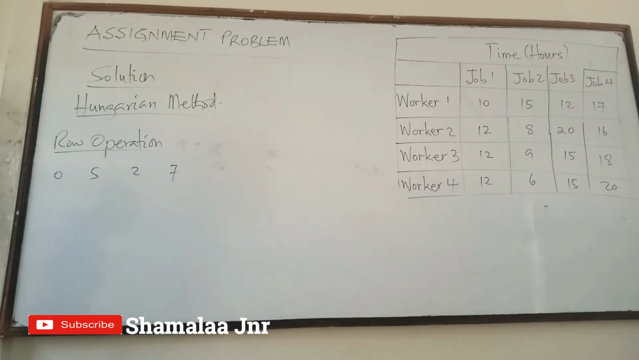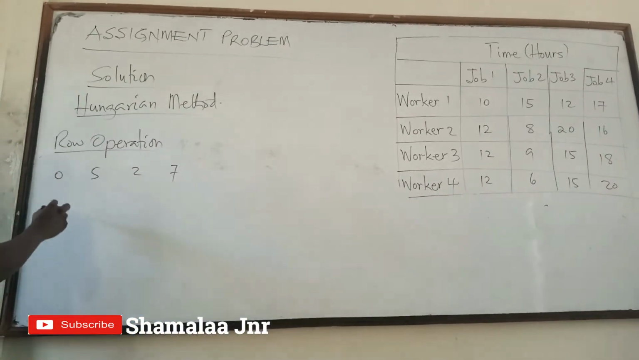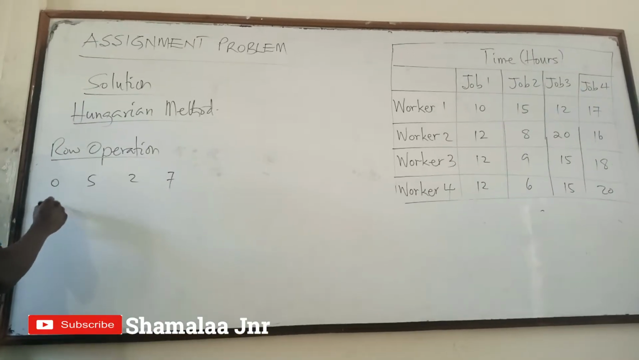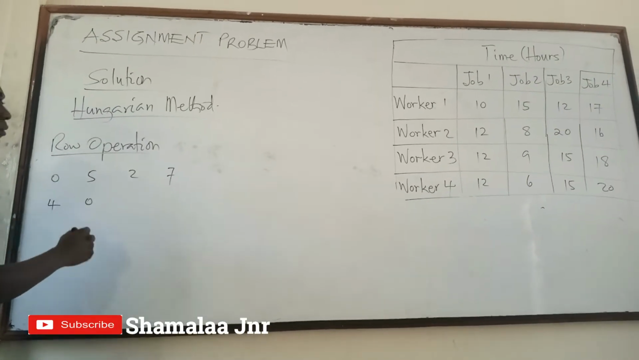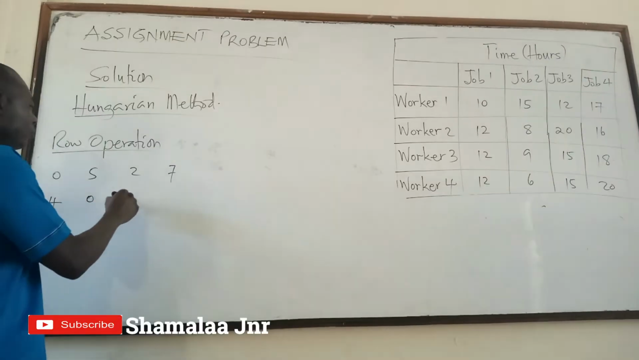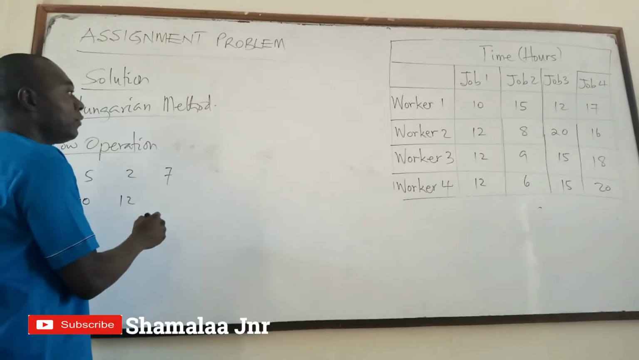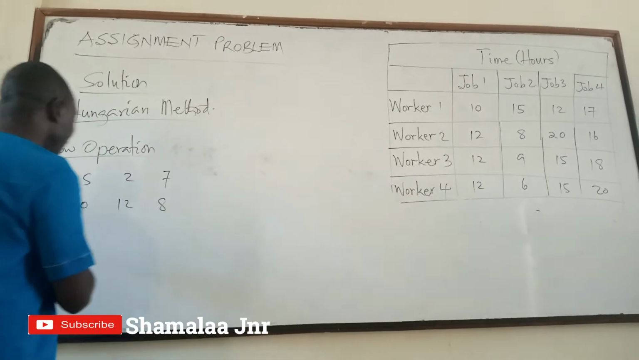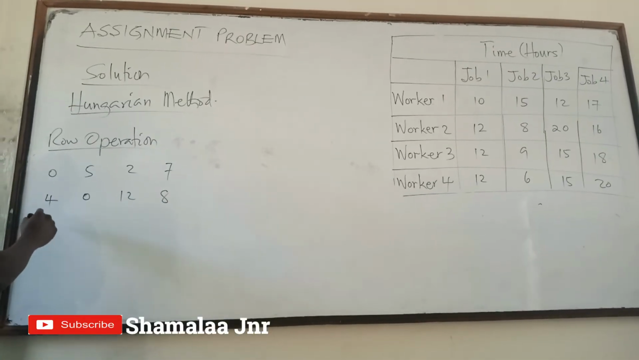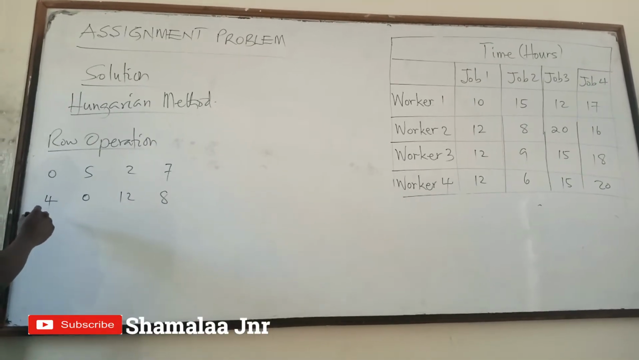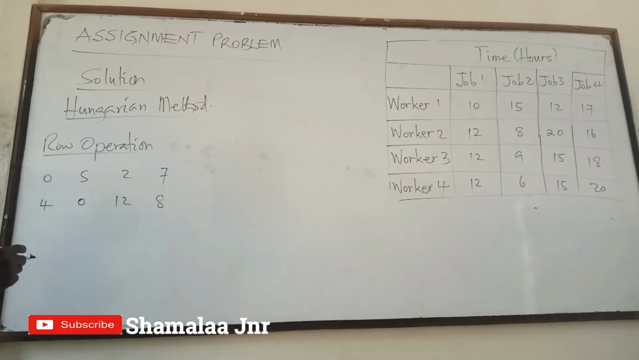The next row, the smallest number is 8. When you subtract 8 from 12, you get 4. 8 from 8 will be 0. 8 from 22 will be 12. 8 from 16 will be 8. The next one, we have the smallest number is 9.